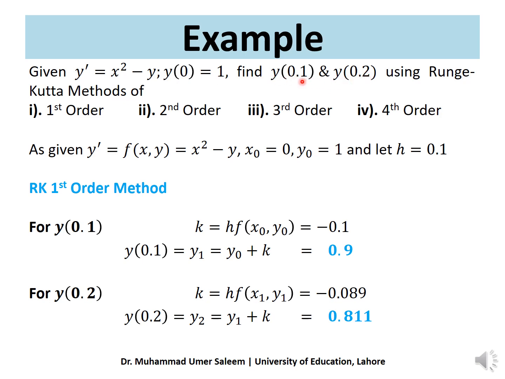Again, the choice is ours. To reach 0.1, from 0 to 0.1 we can directly choose h is equal to 0.1, which I have chosen here, but it's not compulsory. You can choose any value of h. So if I choose h is equal to 0.05, then what happens? Initially you go to y at 0.05, then you go to y at 0.1, then you go to y at 0.15, and then you go to y at 0.2.